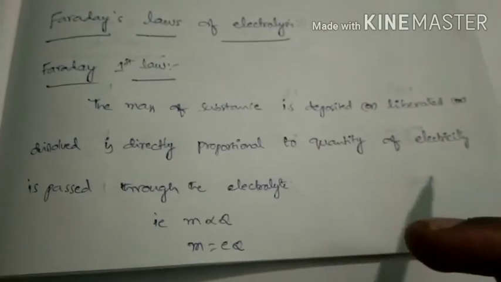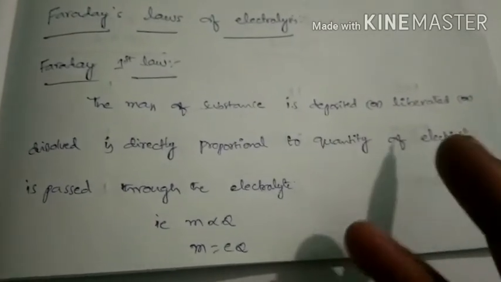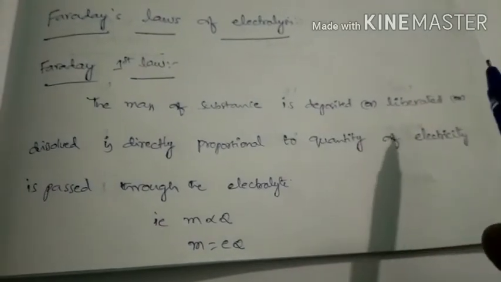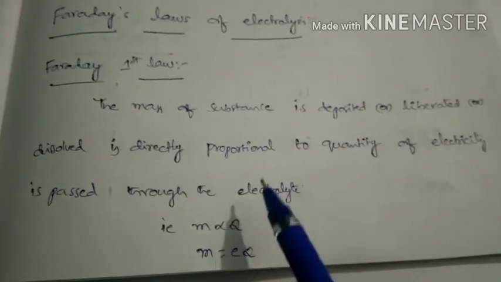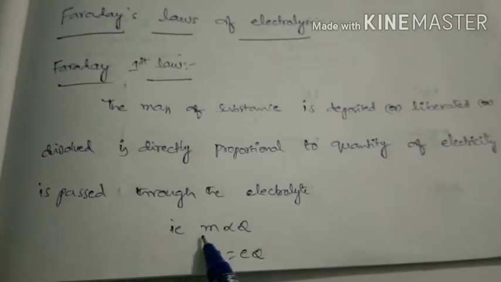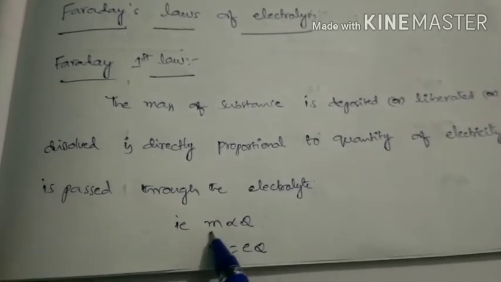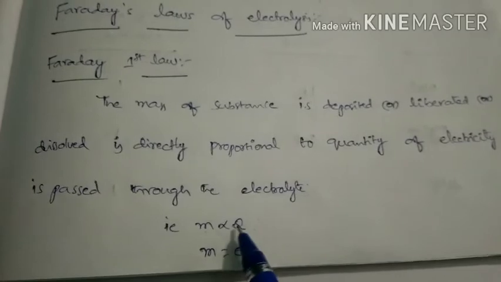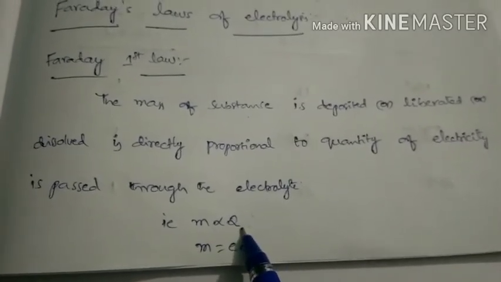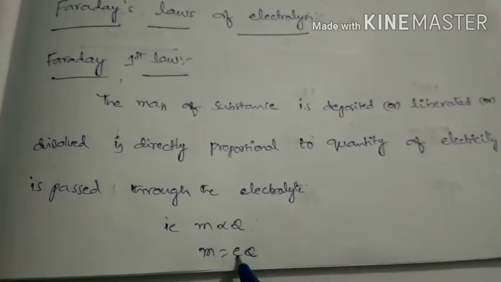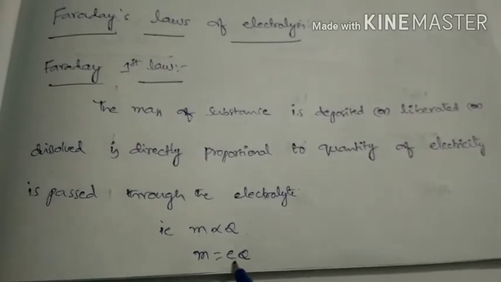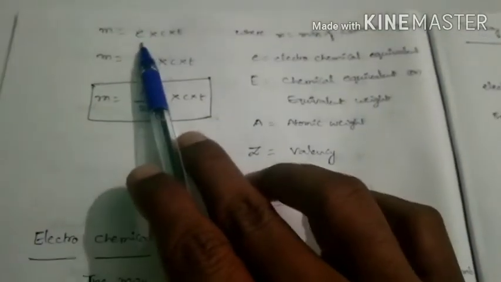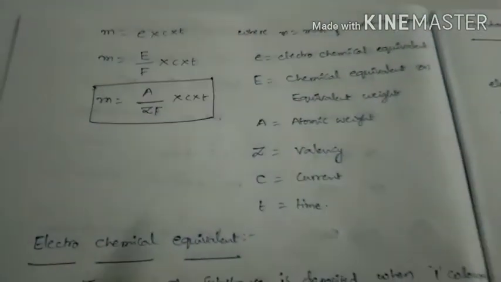If you need more marks, you should do more hard work. So getting marks is directly proportional to hard work. Like that, here also getting mass is directly proportional to quantity of electricity. So the statement is M is proportional to Q, where M is the mass of the substance deposited, directly proportional to Q, the quantity of electricity. If you remove proportionality, then you get one constant. Here that constant is small e. So this formula can be expanded as follows: M is equal to small e into Q.